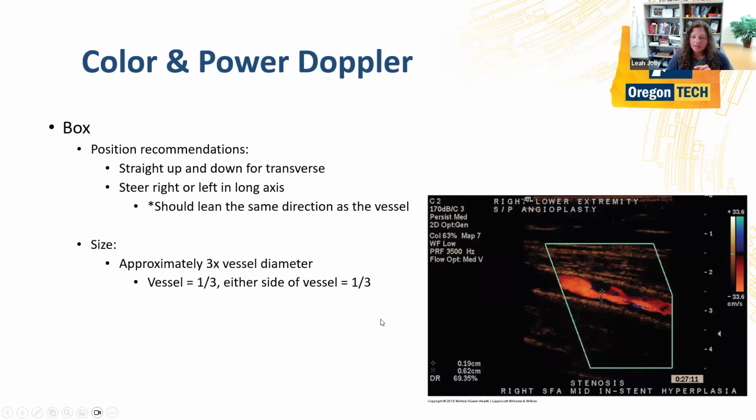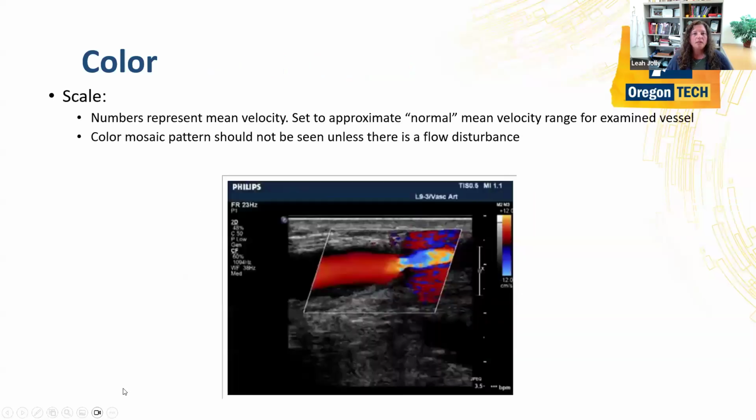Smaller vessel, you don't necessarily have to make the box really tiny. For example, if you're scanning in the forearms or in the calves on those vessels, but make it a decent size where you can still see the flow going through it.